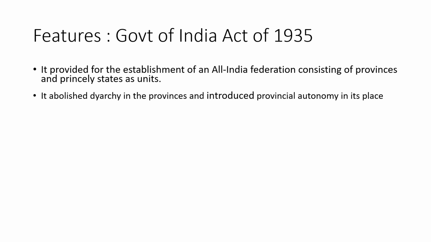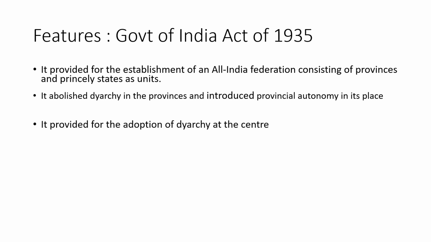Moreover, the act introduced responsible governments in provinces, that is, the governor was required to act with the advice of ministers responsible to the provincial legislature. This came into effect in 1937 and was discontinued in the year 1939. So the system of diarchy was abolished, and it was decided that the government would become more responsible. So the provinces would be run by the governor in consultation with the ministers, and they would be responsible to the provincial legislature. But this came into effect in the year 1937, लेकिन इसको 1939 में discontinue कर दिया गया.